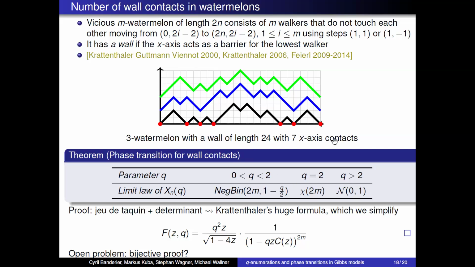So we have the Boltzmann, Mittag-Leffler, Gaussian phase transition. And in this case, if you replace the critical exponent by the exact value, the Boltzmann simplifies to a negative binomial, the Mittag-Leffler simplifies to a chi distribution, and the Gaussian is the Gaussian. What is the proof for this? So the big formula which I mentioned before, which was obtained by Christian, comes from applying the Jeu de Taquin and for sure determinants, Gessel, Viennot, and Lindström.